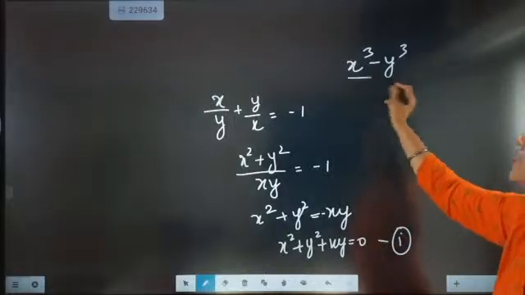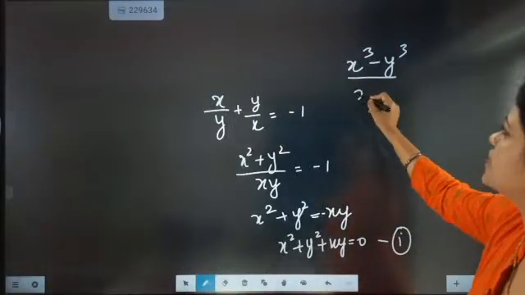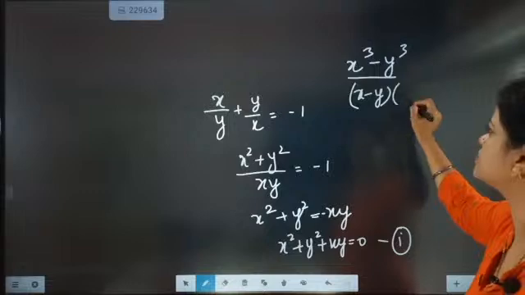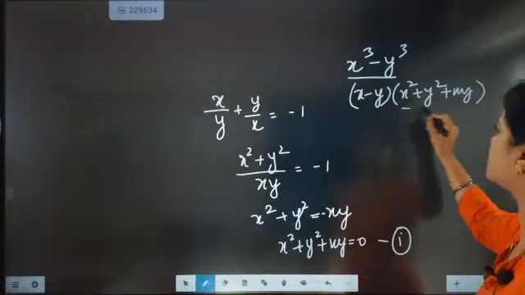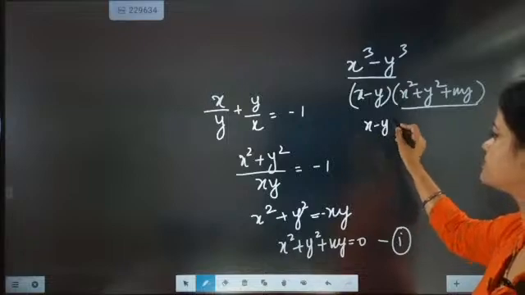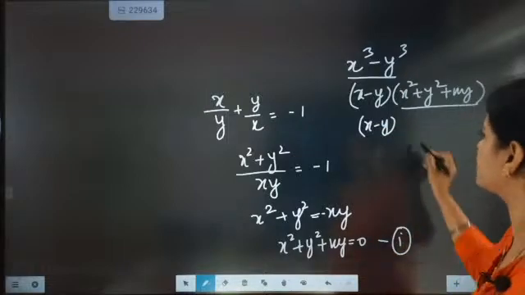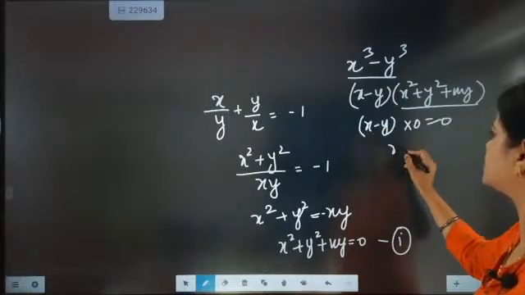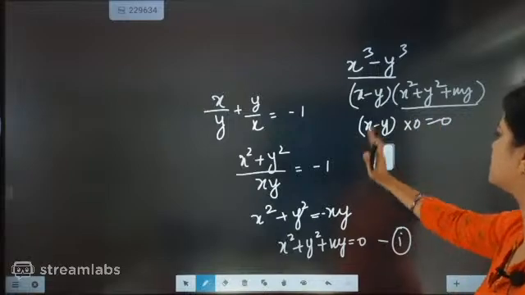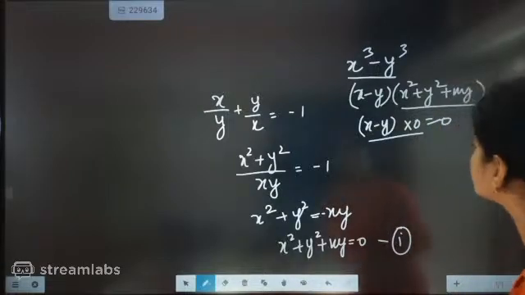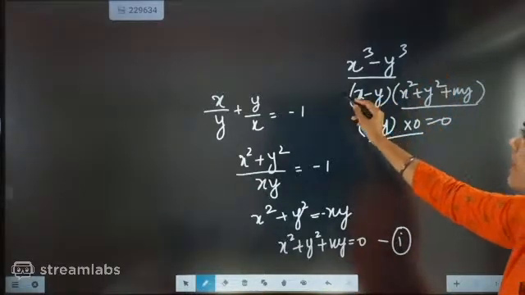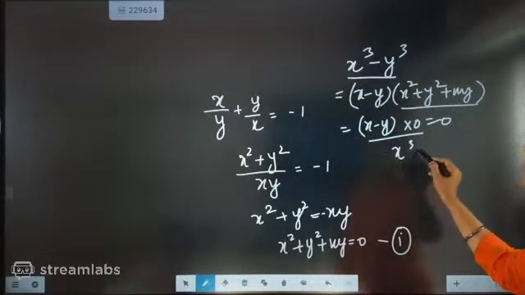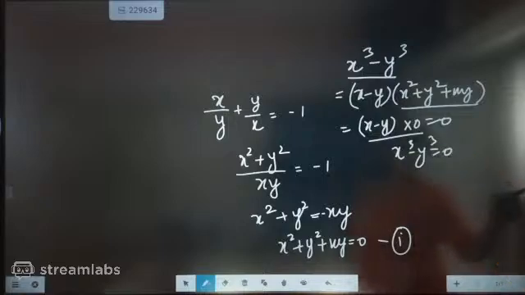Now they are asking the value of x³ minus y³. Open this one. Its formula is (x − y)(x² + y² + xy). Now this value is coming as 0 from equation 1, so this part will become 0. So x³ minus y³ is equal to this. So 100% x³ minus y³ is coming as 0.